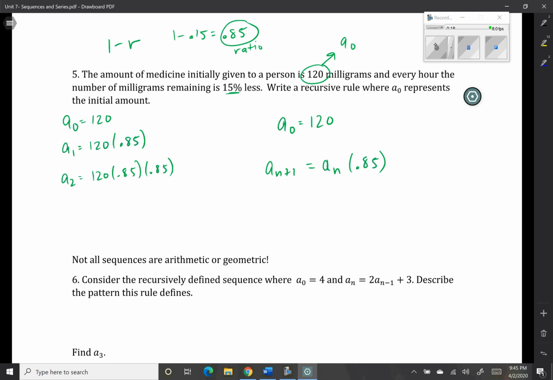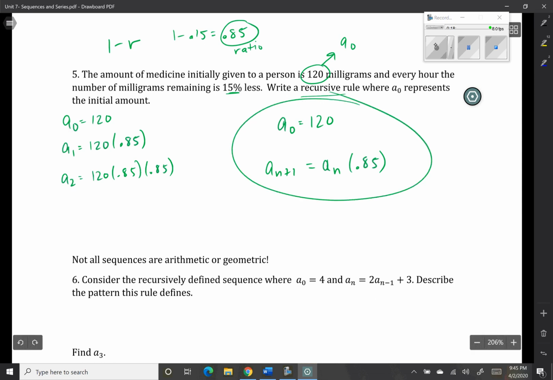This is an example of a geometric sequence, so could you define this differently? I could define this just like I did in lesson 3 and use an explicit formula, but they did ask us for a recursive rule. So again, it all depends on what it says there in the problem.